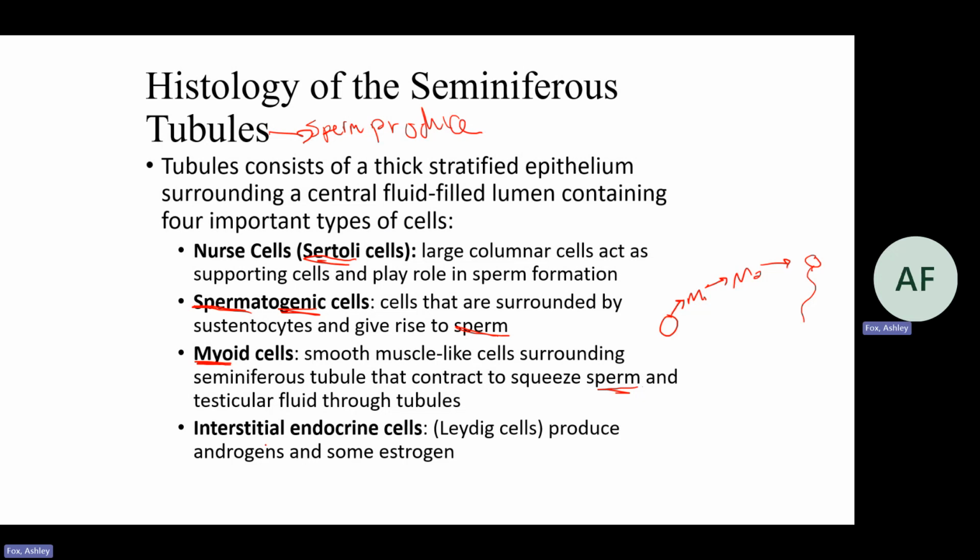We also have interstitial endocrine cells. So endocrine meaning hormones. Talked about hormones before. These are also called the Leydig cells, so you might hear it that way. These are producing androgens. Mainly it's going to be testosterone production and some estrogen, because males do produce estrogen just like females produce some testosterone.